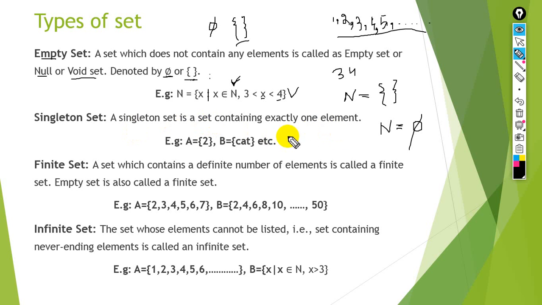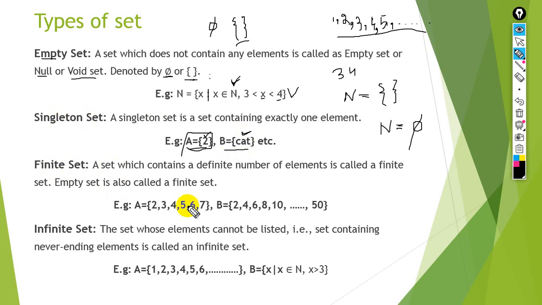A singleton set is a set containing exactly one element. It is a set that has only one element, for example a set of animals or a set of numbers. Look at this, A is equal to {2}. It has only one element, which is 2, so this is a singleton set. For example, B is equal to {cat}. It has only one member, so this is also a singleton set.